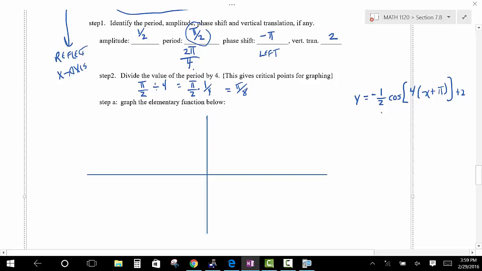Isn't that cool? Gosh, that's so cool. All right, so what we have here now is we're going to count by pi over 8. Okay, so start here at pi over 8, and then just keep counting. The next increment is 2 pi over 8. 2 pi over 8 is really pi over 4. Then it would go to 3 pi over 8. Then 4 pi over 8 is pi over 2, which is really the end of the period on that.